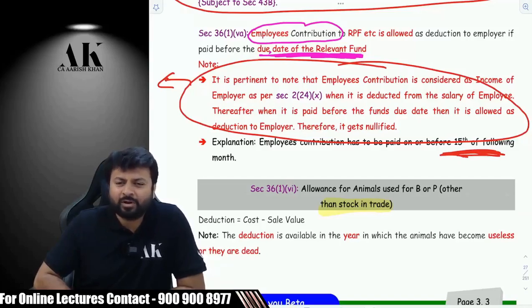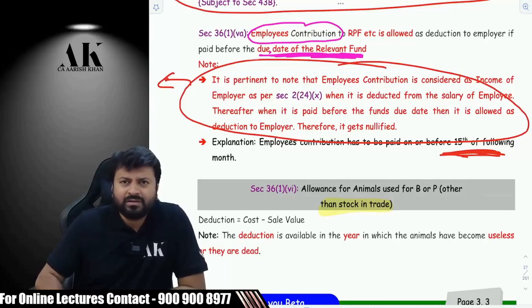You might buy some dogs for security purpose, right? You might buy some camels for transportation in deserts. You might buy some, say, donkeys, etc. for the purpose of what? Transportation, right? There might be various animals which are used in business. So, whether the deduction will be allowed or not? Yes, it will be allowed, but how is it allowed? It's allowed in a very strange manner.